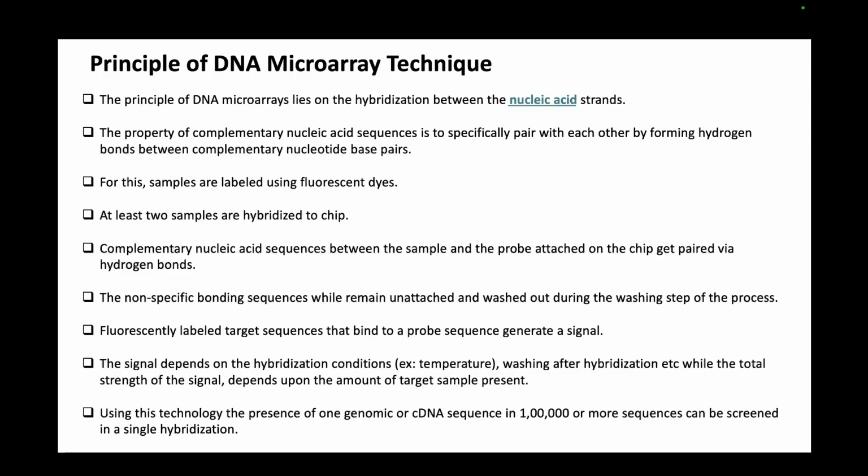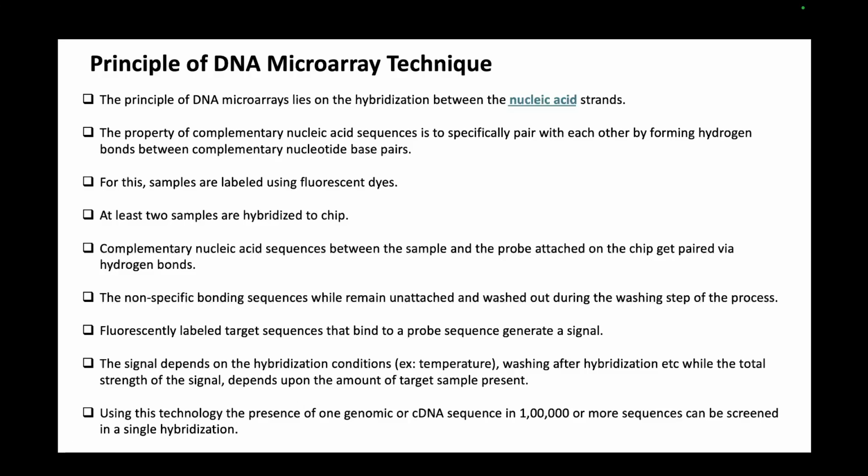kind of bind on your DNA probe, and because they are complementary, they'll form these hydrogen bonds and become double stranded. The non-specific bonding sequences which remain unattached are washed out during the washing step of the process. So after this is bound, you go through a washing step where these non-specific bonding sequences will be washed out, and the fluorescent label target sequences that bind to a probe sequence generate a signal, as I was saying. The signal depends on the hybridization conditions, for example, temperature.